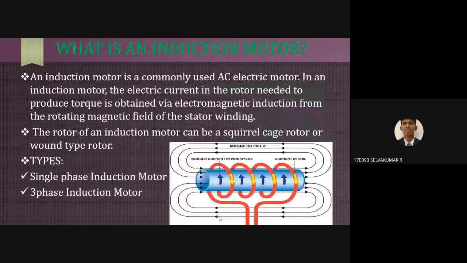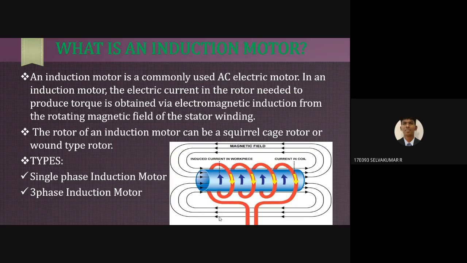What is an induction motor? In an induction motor, the electric current in the rotor needed to produce torque is obtained via electromagnetic induction from the rotating magnetic field of the stator winding. The rotor of an induction motor can be a squirrel cage rotor or wound type rotor. Based on the supply we give to the motor, it can be classified into two types: single-phase induction motor and three-phase induction motor.